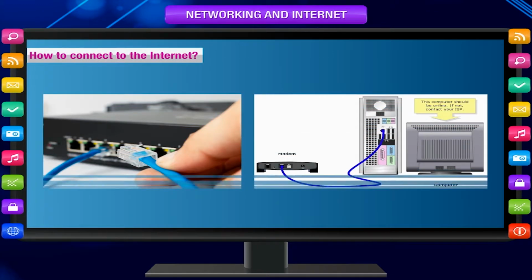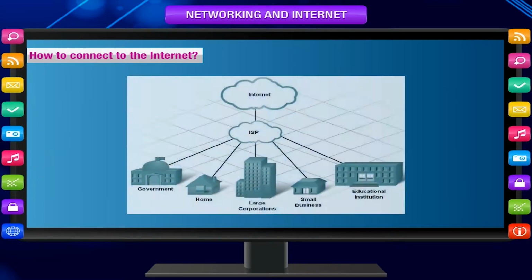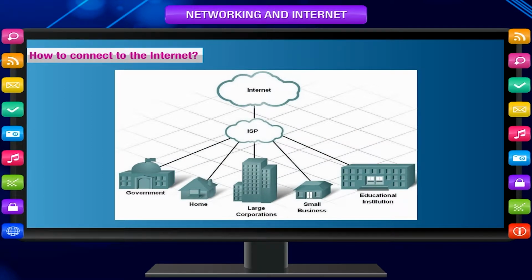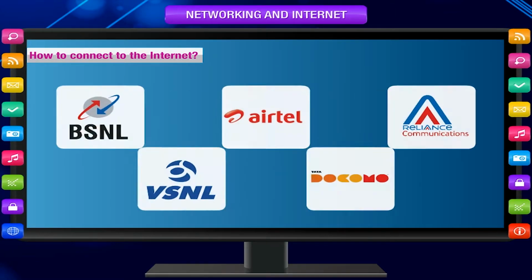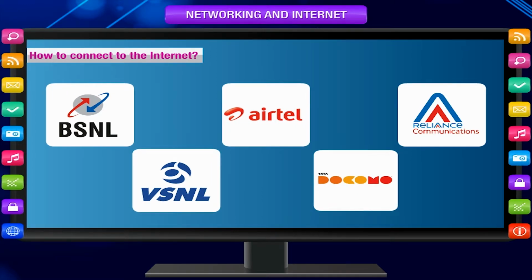How to connect to the internet? To connect a new computer to the internet, we need to take a connection from an internet service provider. It is very similar to how we take a connection for a telephone or mobile phone. The internet service provider is also called ISP. In India, many ISPs provide internet connection. Some famous ISPs are BSNL, VSNL, Airtel, Tata, Reliance, etc.